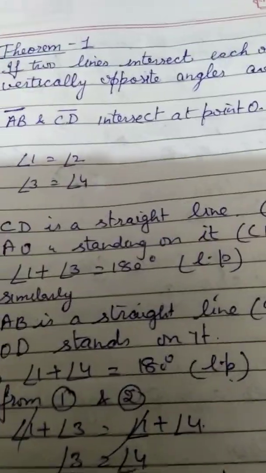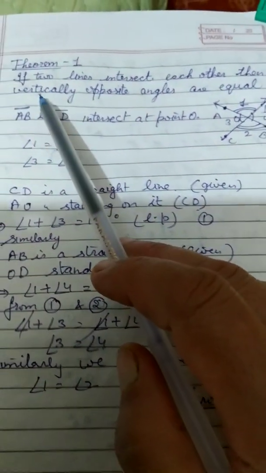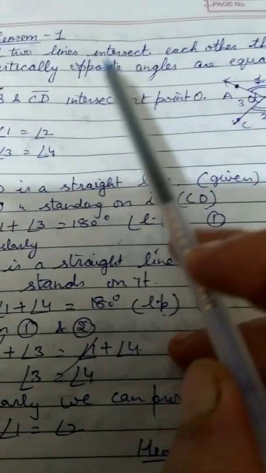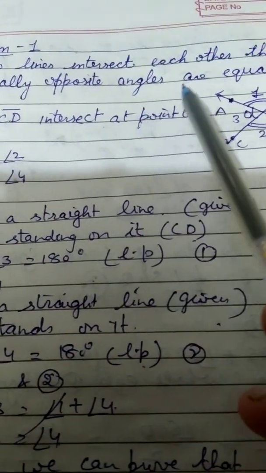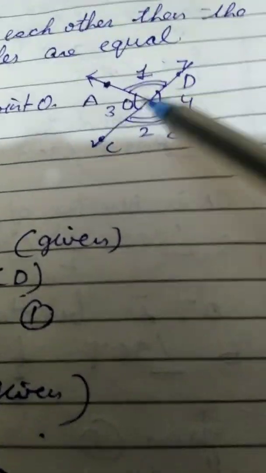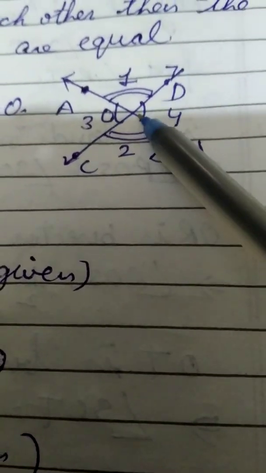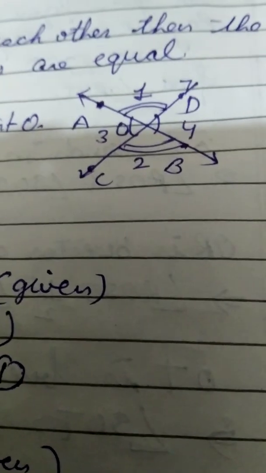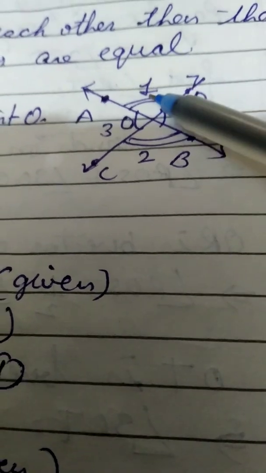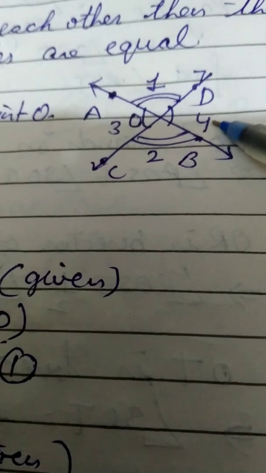Now we come to theorem number 1. Theorem number 1 is: if two lines intersect each other, then the vertically opposite angles are equal. See here, line AB and line CD are intersecting at point O. Then we are to prove that the vertically opposite angles are equal. Now you know that angle 1 and angle 2 are vertically opposite angles. Here angle 3 and angle 4 are vertically opposite angles.